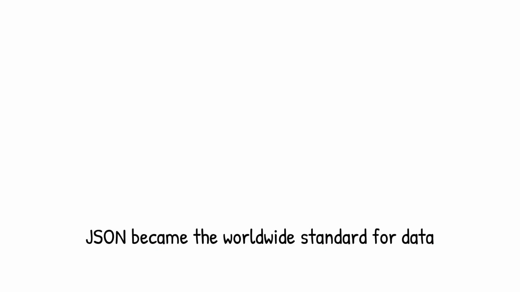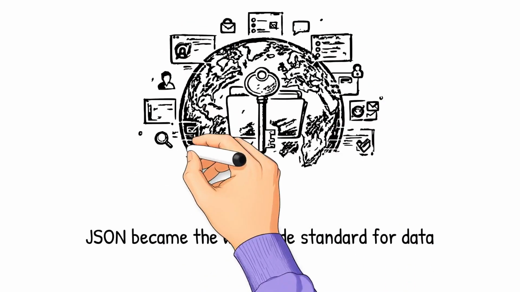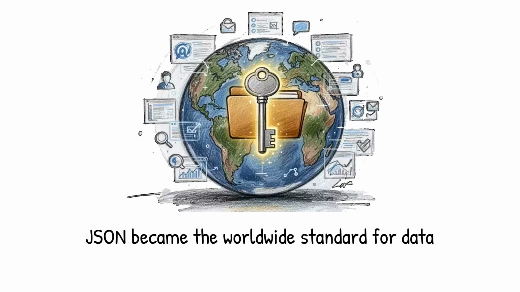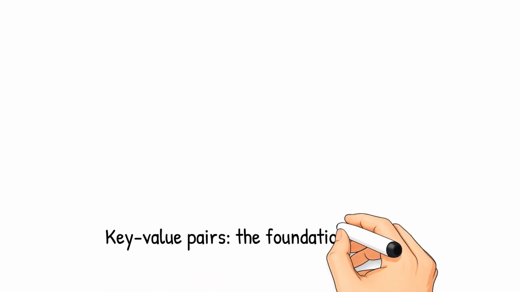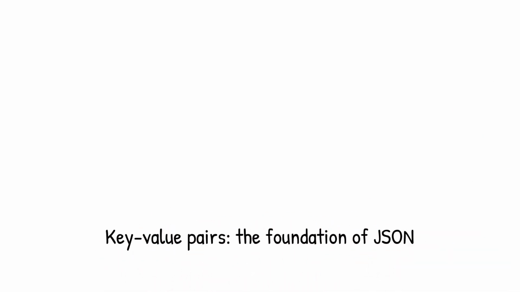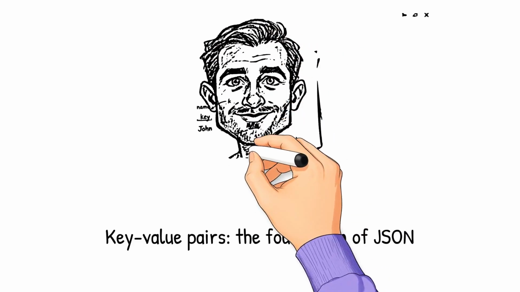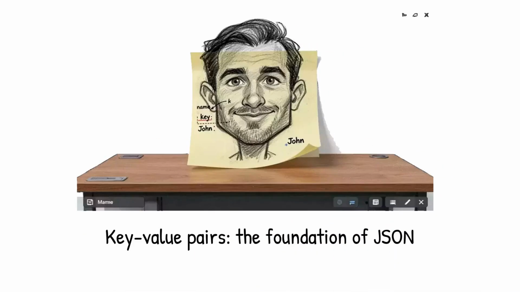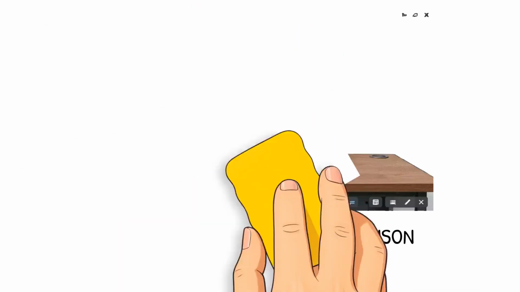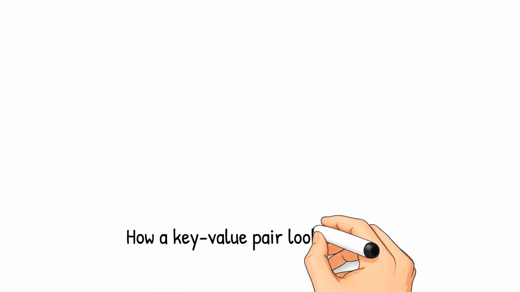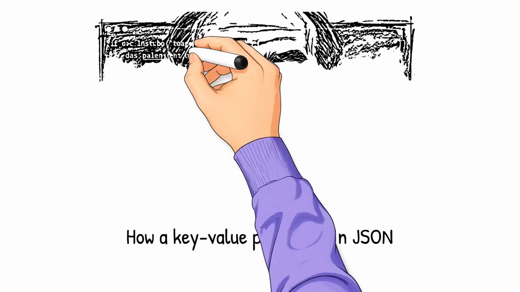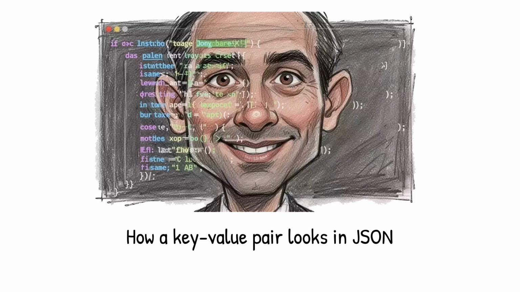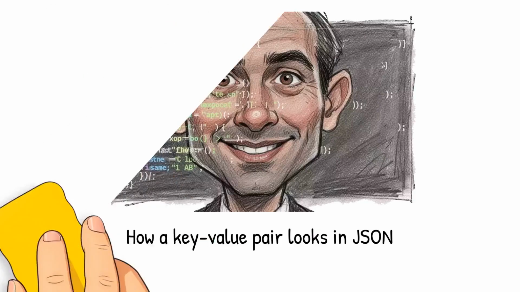Now here's the heart of JSON, the one idea that everything else is built on, the key-value pair. A key-value pair is simply a label and its information. The key is the label, like name. The value is the actual information, like John. Written in JSON, it looks like this: quote name, quote, colon, quote, Rahim, quote. The label on the left, a colon in the middle, and the value on the right.